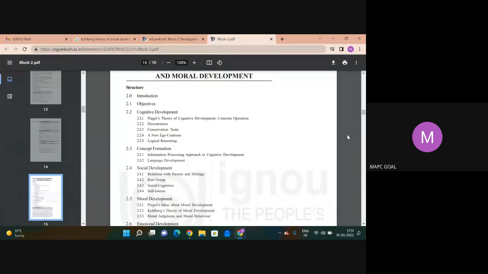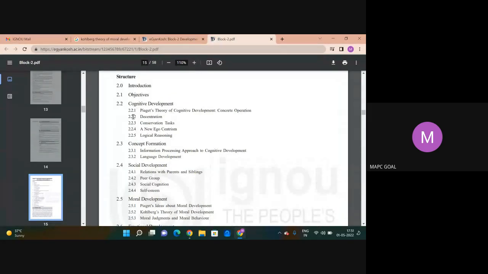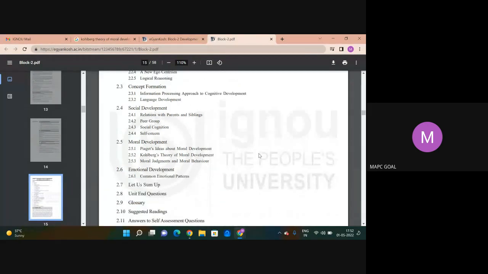We have already seen the theories yesterday. So in this unit, we have to look at Piaget's theory. We already have seen this. The video also we have seen, the description also we have seen yesterday, and the concept formation, the language development, we'll see how language is developed. We have seen that in unit 1 also, it's a kind of repeated thing. Then social development, we'll see this one.